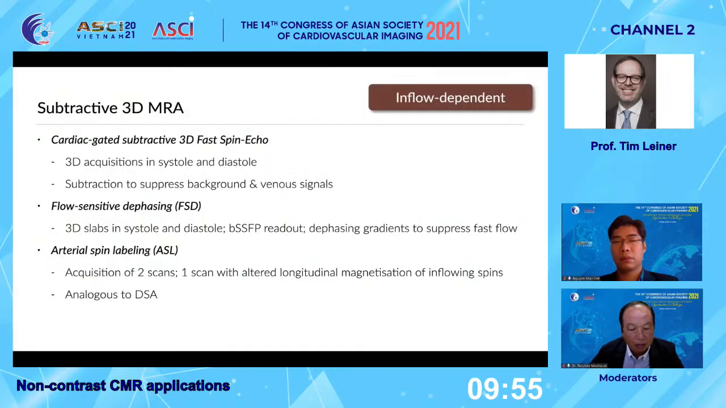Central PEs. The third technique is subtractive 3D MRA techniques, cardiac gated subtractive techniques using 3D fast spin echo. Flow sensitive dephasing and arterial spin labeling are all techniques that are members of this family, if you will. They are slightly different in the technical implementation, but they're very useful in clinical practice these days.